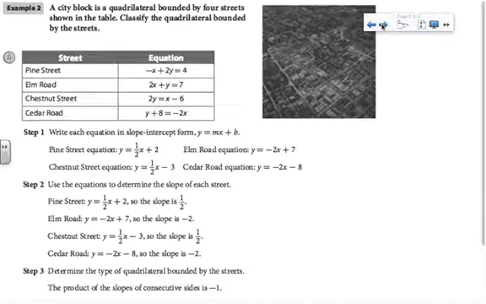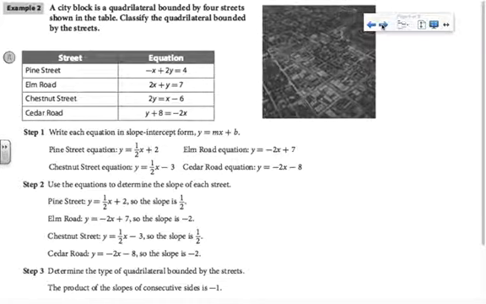In example 2, now we're given the equations of lines, and we're asked to classify the quadrilateral bounded by them. So this is talking about these lines representing streets on a city map. And so we have the equations of them, and step 1 is to write each equation in slope-intercept form, y equals mx plus b. So when we do that, what we're basically doing is getting y by itself. So they've already done that for us, and when they do that, the slope is right there staring at you.